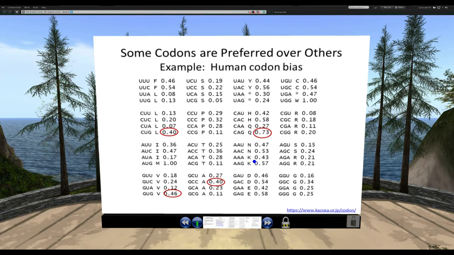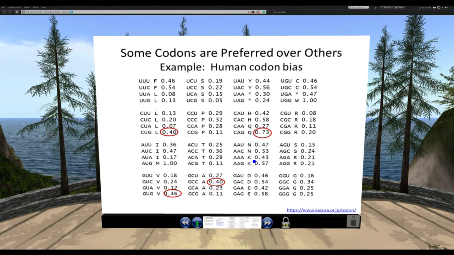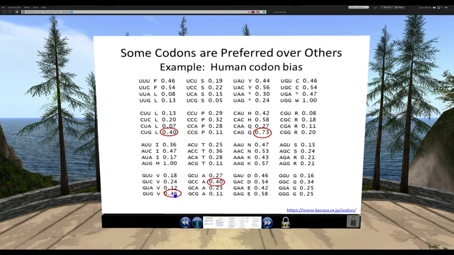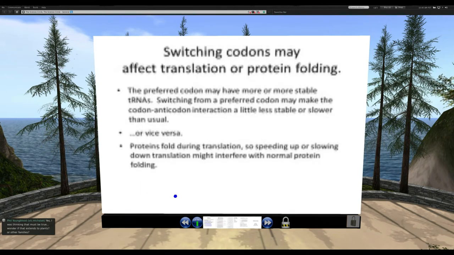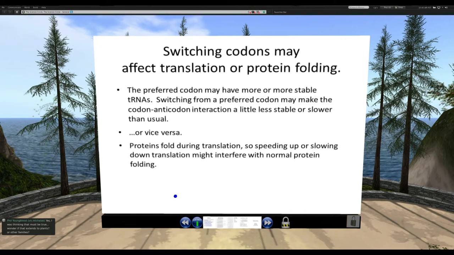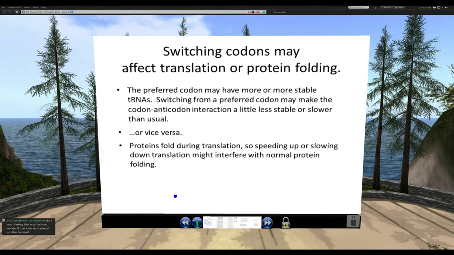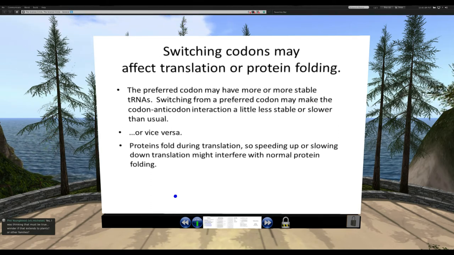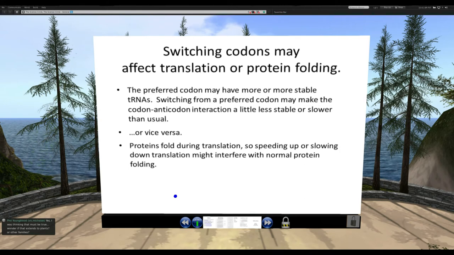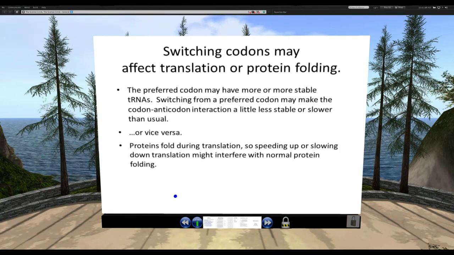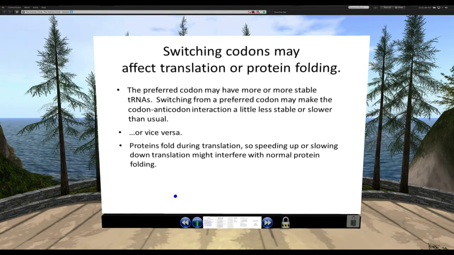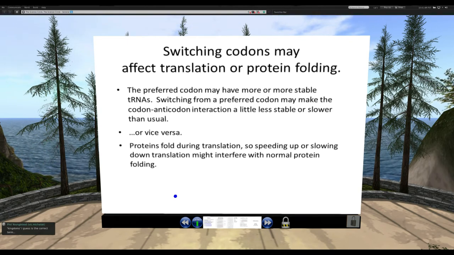So what if you switch out a favored codon for a non-favored codon? Well, why is this a favored codon? Because that's the one that the tRNA likes. So if you switch to a less favored codon, then maybe the codon-anticodon interaction is going to slow down a little bit. The protein won't get made as quickly, or the protein folding that accompanies translation may be slowed down a little. So you may not alter the protein itself, but you may alter the quantity of the protein that gets made if you have silent mutations. So it's possible that silent mutations do have some effect on the fitness.